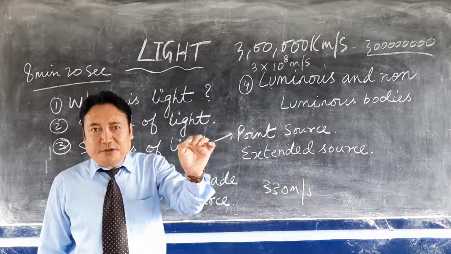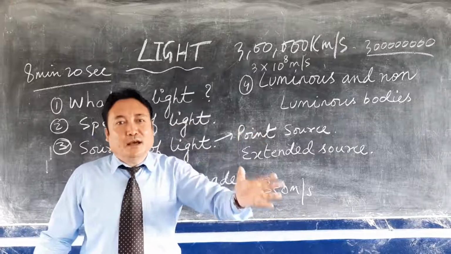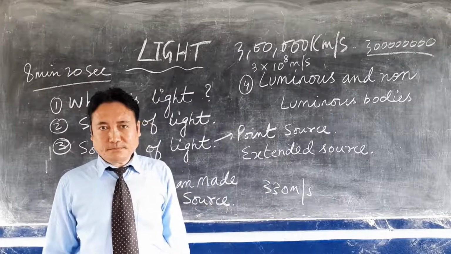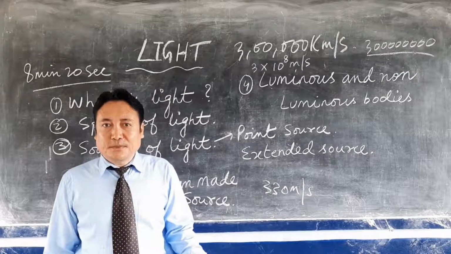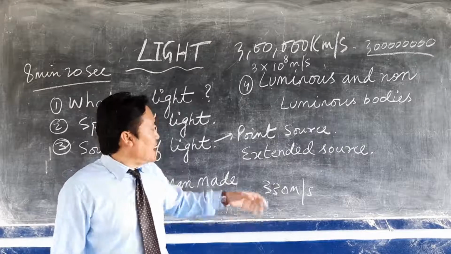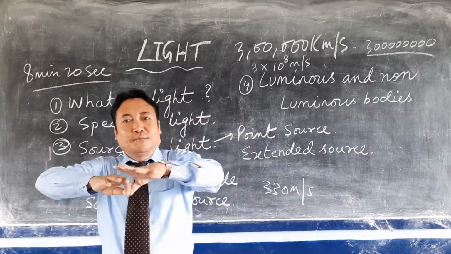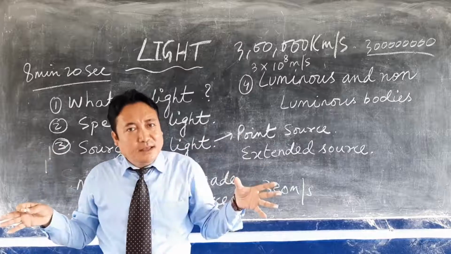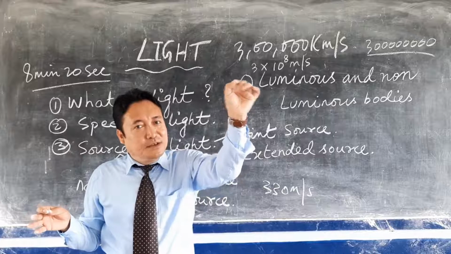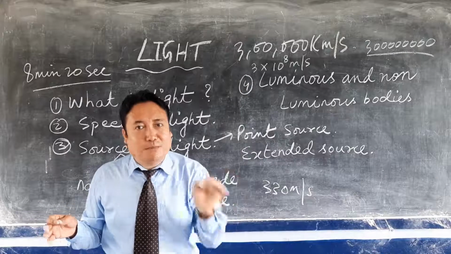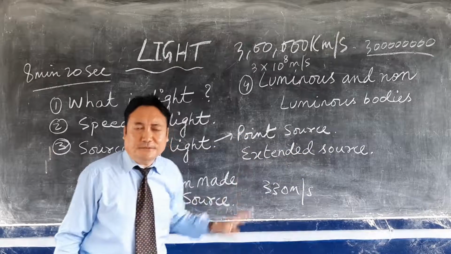The light from the stars we consider as a point source, and the light which we get from an LED bulb, or the electric bulb, or the candle, all these are extended sources. Because an extended source of light becomes visible over more area, more surface area, and a point source of light becomes visible only in one particular region, only one particular point. So this is about the point source and extended source of light.